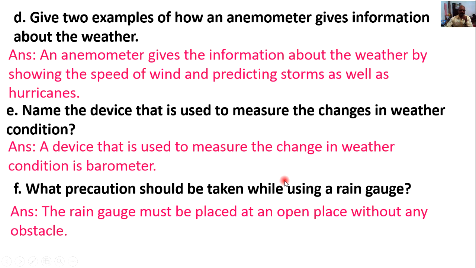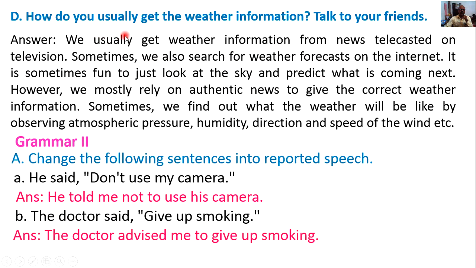Now after that, how do you usually get the weather information? Talk to your friends. We usually get weather information from news telecast on television. Sometimes we also search for weather forecasts on the internet. It is sometimes fun to just look at the sky and predict what is coming next. However, we mostly rely on authentic news to give the correct weather information. Sometimes we find out what the weather will be like by observing atmospheric pressure, humidity, direction, and speed of the wind, etc.